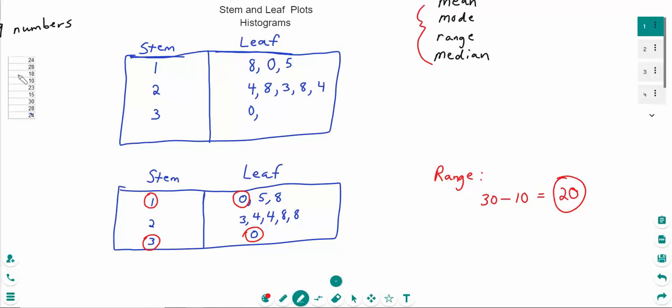You would have had to look through it and make sure you found the largest one, look through it again and find the smallest one, and then subtract the two. But it is helpful to have it set up in stem and leaf form. It's just easier to find that smallest number and the largest number.